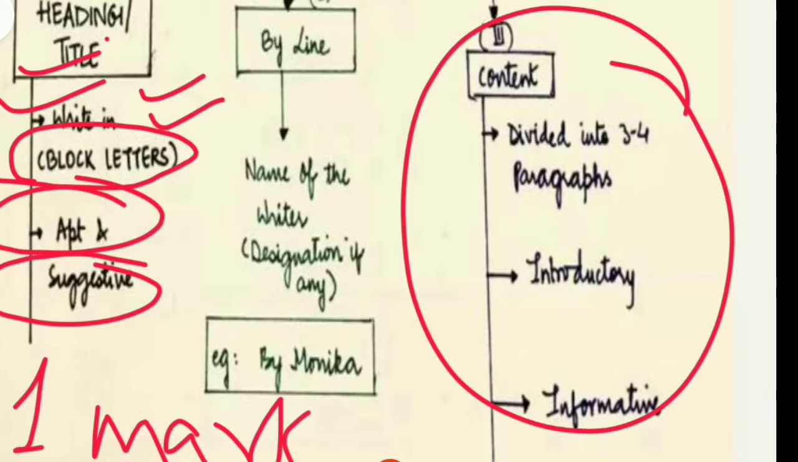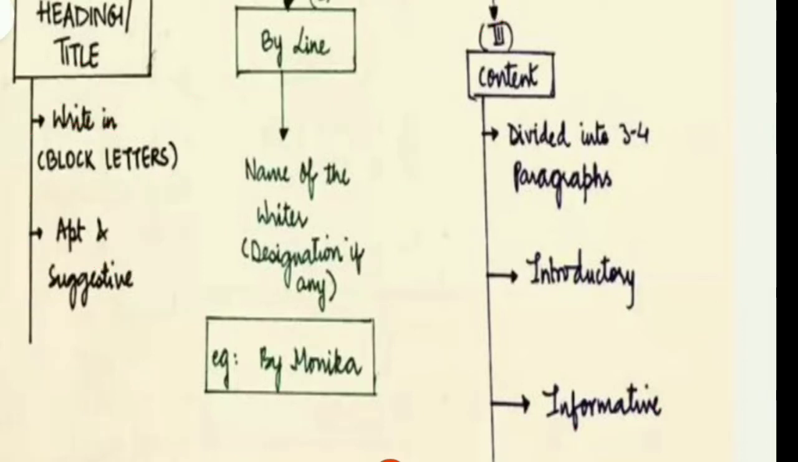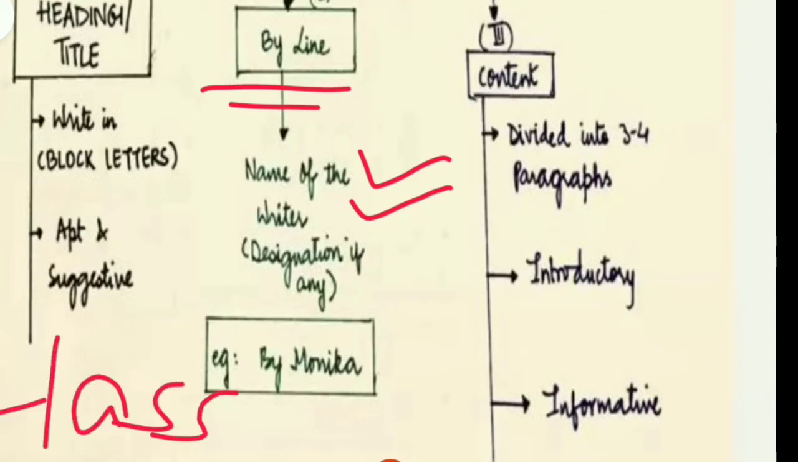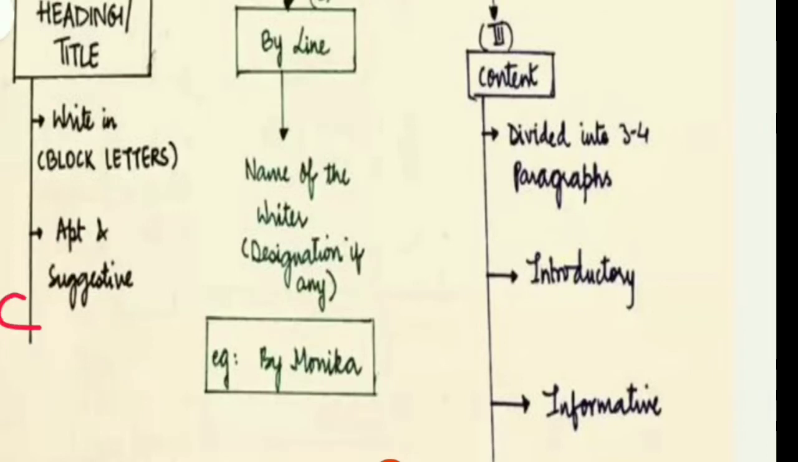Let's move towards the second topic, that is byline. Here in byline you have to write your name, and keep in mind that we write article for school magazine and for newspaper as well. So when you are writing an article for school magazine, you have to mention your name, class and section. These three things are required: name, class and section if you are writing for school magazine.